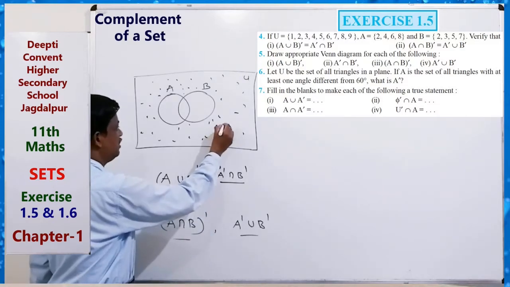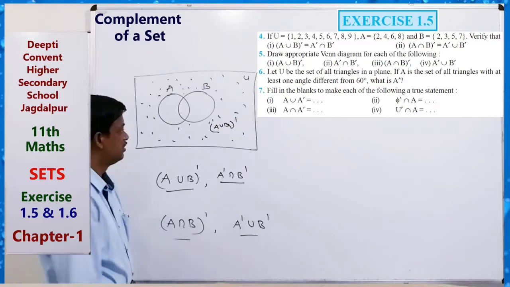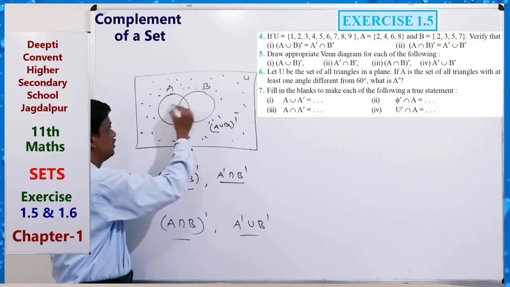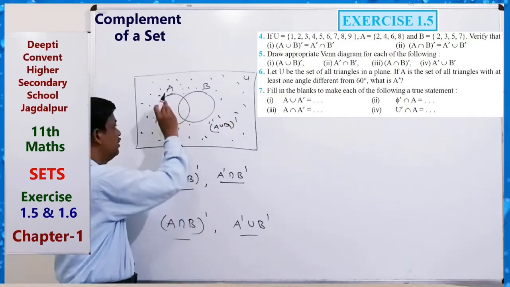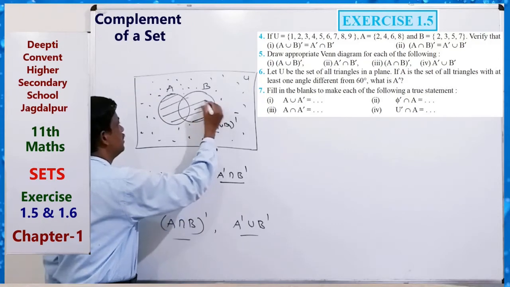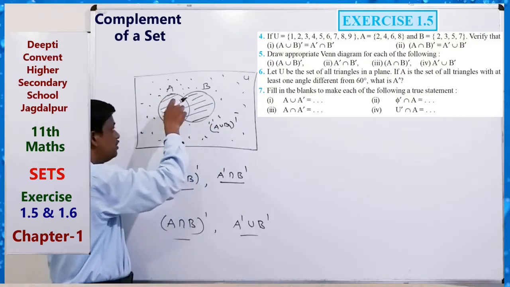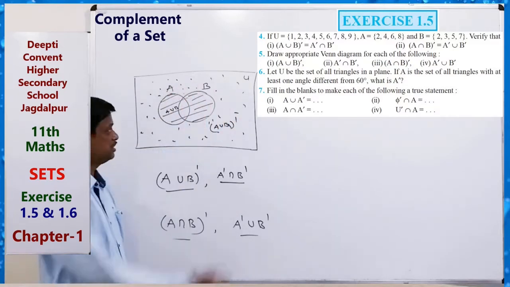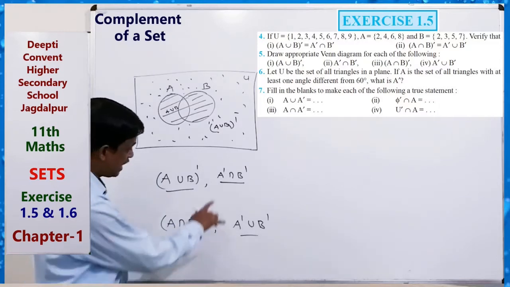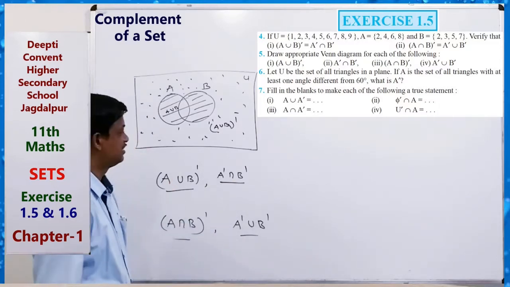A union B dash complement. Because A union B is this complete part. This total is complete A union B. The complement of A union B is everything except this. So this part denotes the complement. Now, A dash B dash intersection.